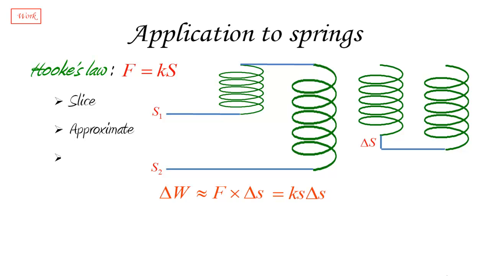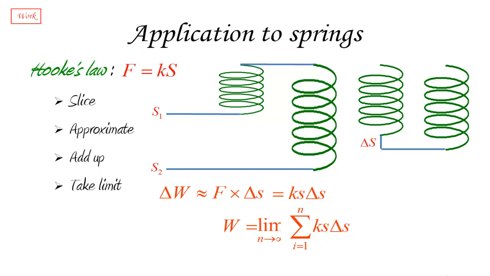Alright, so that's the approximation, and now what we have to do is add up all the little works that are done to stretch the spring more and more and more. When we do that, we're going to end up with the work being equal to, well, what do we have? For each of the little stretches, the work is going to be equal to Ks times delta S. So we have to add up all of these. And then, of course, in order to get an exact value, we have to take the limit as n goes to infinity of all those stretches. Remember, those little amounts of work that we computed were approximate. They're going to be equal only in the limit.